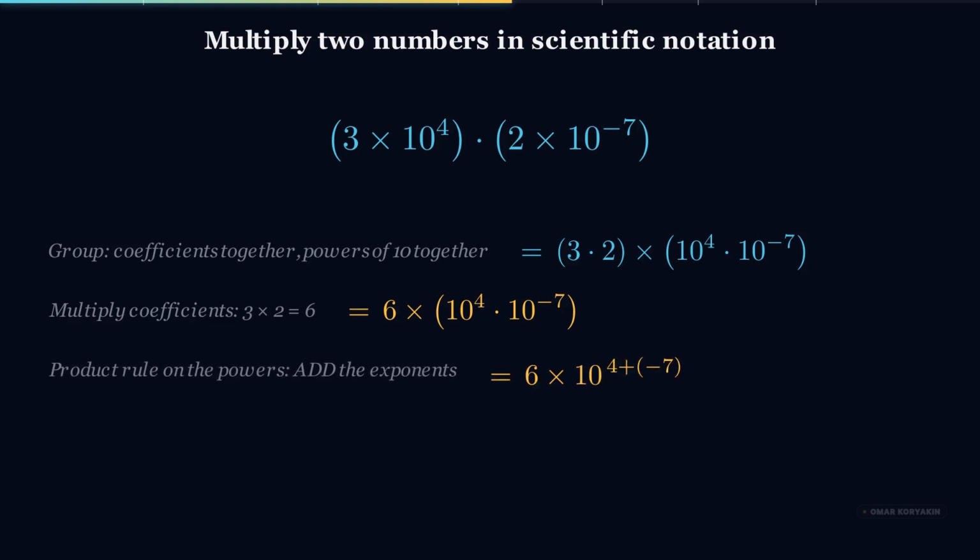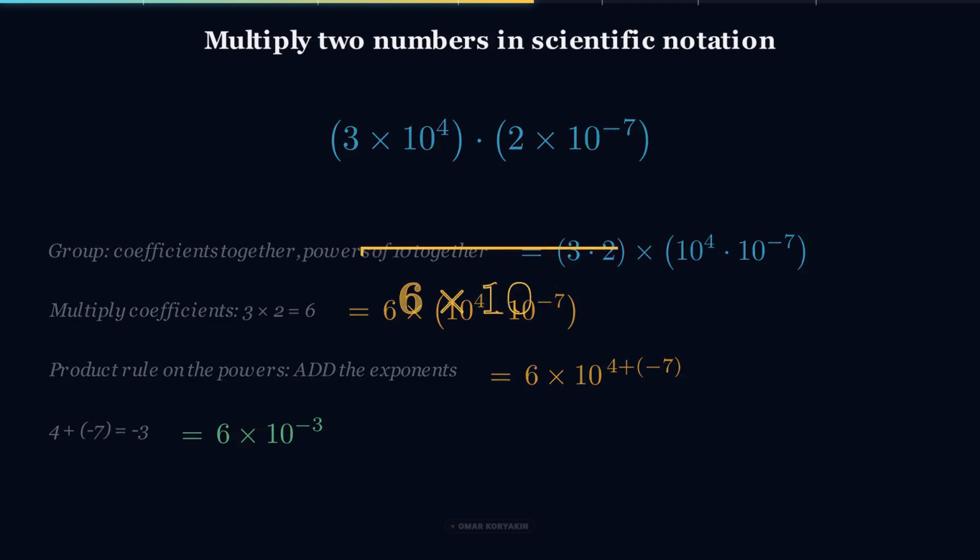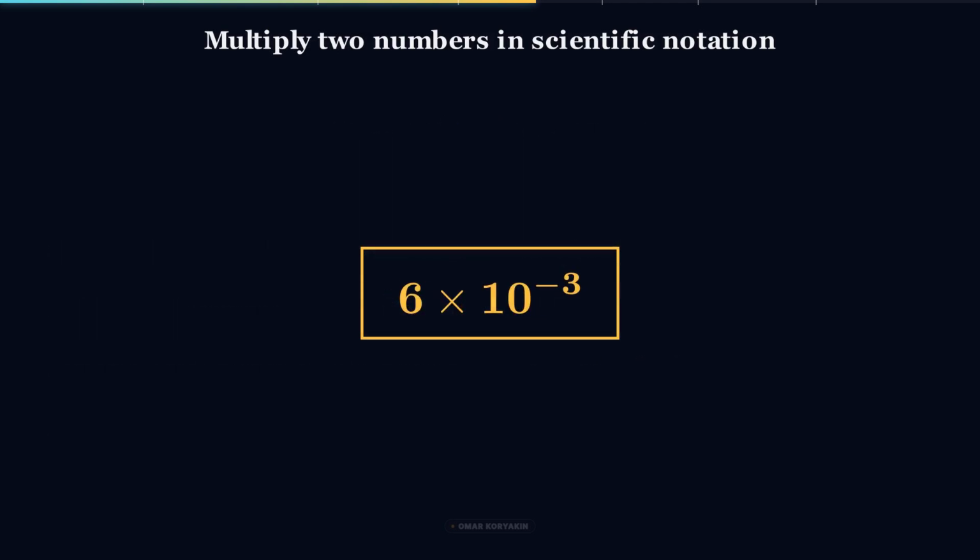Step 3. Apply the product rule from lesson 4 to the powers of 10. The product rule says add the exponents when multiplying powers of the same base. The base is 10 in both terms, so we add the exponents 4 and negative 7. Step 4. 4 plus negative 7 equals negative 3. So the entire expression simplifies cleanly to 6 times 10 to the negative 3. So the final answer is 6 times 10 to the negative 3.